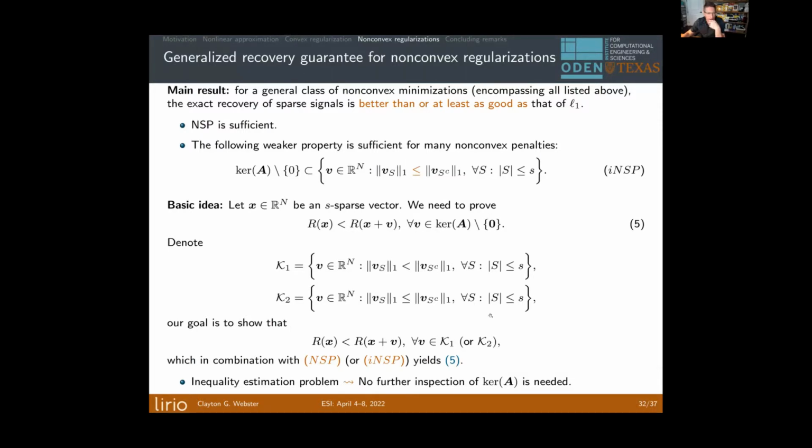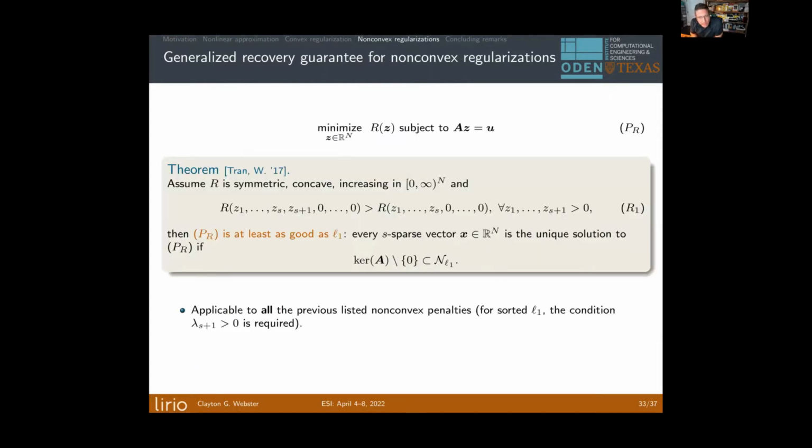And I'm not going to go through all the details here, but when we want to show this, we have a combination of what we've called the null space property with what we then called this INSP, or in other words, the non-convex set. The nice thing is that we've transformed this problem into an inequality estimation problem, and therefore we have no need to further inspect the kernel.